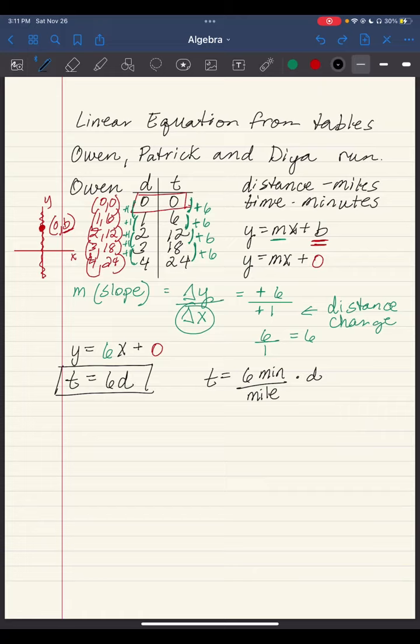So for example, if he wants to run 10 miles, t is equal to 6 minutes per mile times 10. And we know that this is 10 miles. How long is that going to take? T is equal to 6 times 10 is 60. Miles cancels with miles because units can cancel if you multiply and divide as well. So we end up with 60 minutes in this particular case. So we could use this equation to figure out how long it's going to take Owen to run certain distances because he has a time of 6 minutes per mile.